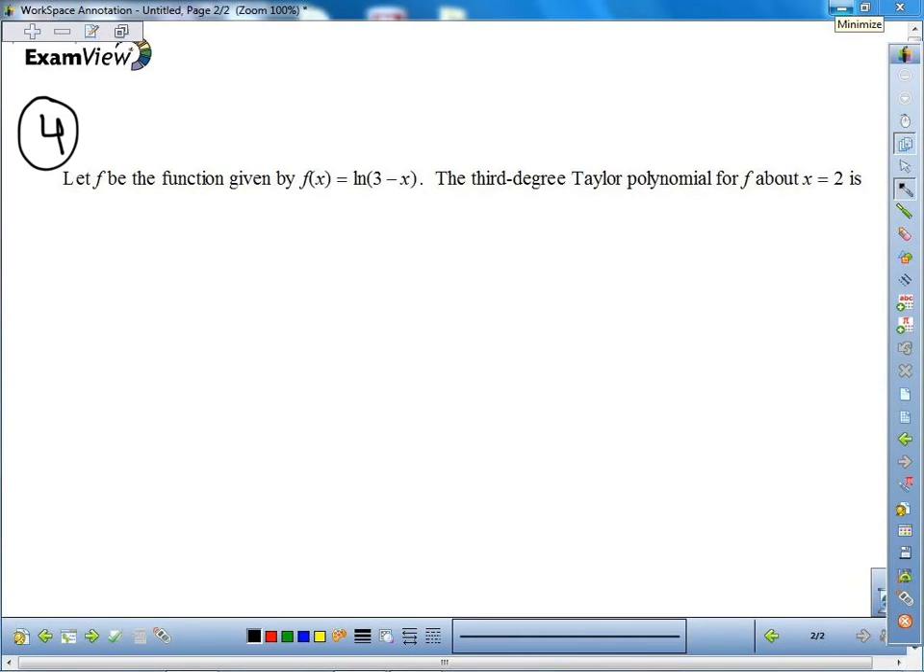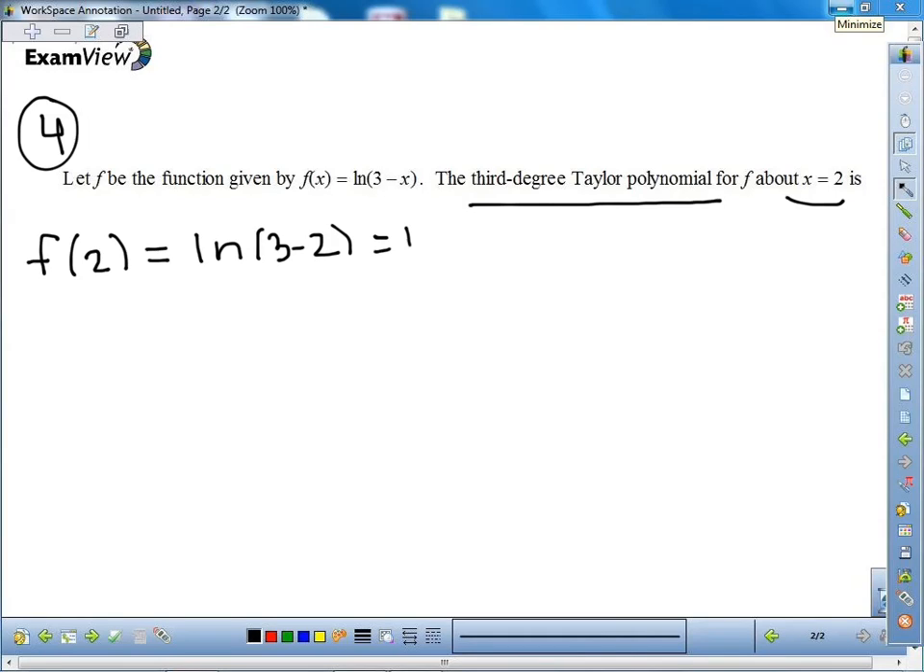For number 4, we want to find the third degree Taylor polynomial. Third degree means that our x is going to go up to the third power. We're centered around 2, so we're going to find f of 2. That's going to be ln of 1, which is 0.